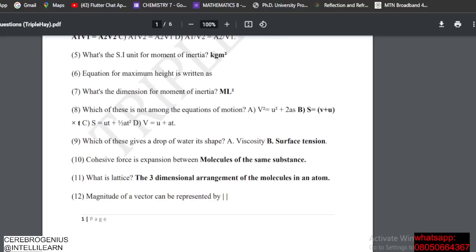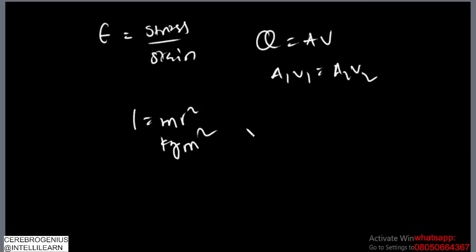Which of these is not among the equations of motion? We have v square is u square plus 2as. We have s is ut plus half at square. We have v is equal to u plus at. But I've never seen s is v plus u times t. There is no such equation of motion. The one that there is, is v plus u over 2 times t.